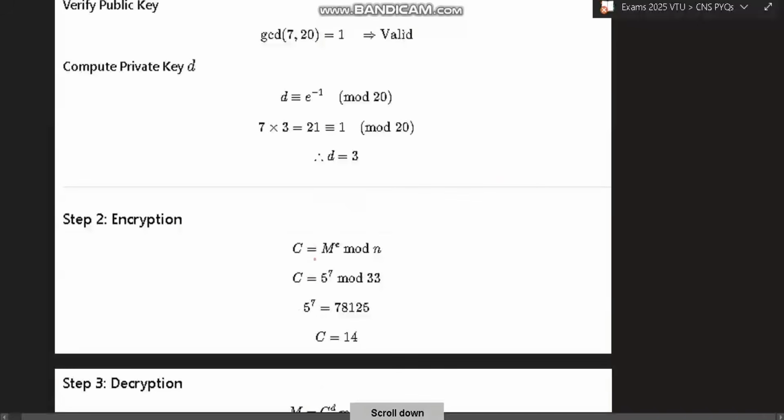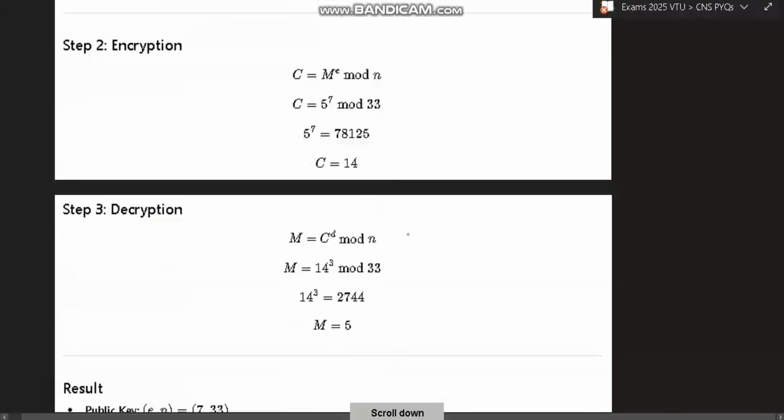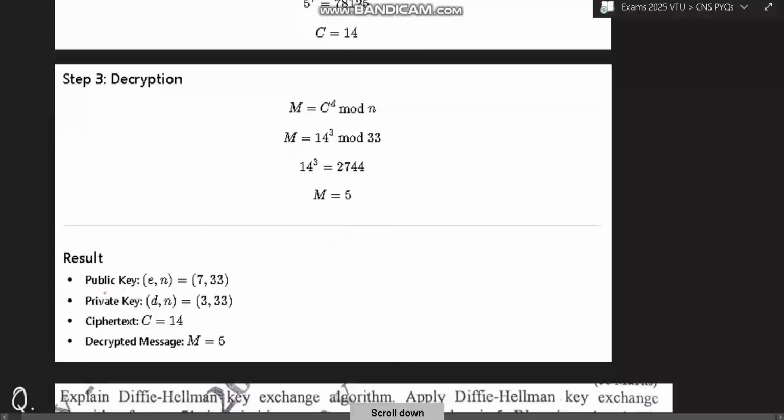Now apply the formula: C is equal to M power E mod n, calculate and keep the C value. For decrypting, C power D mod n: C you will put here, D value is 3, and mod 33, so you'll get the value of 5, which you had initially taken. So therefore, the public key is {7, 33}, the private key is {D, n}, which is {3, 33}, the ciphertext C is 14, and the decrypted message M is 5. Okay, it's as simple as that.